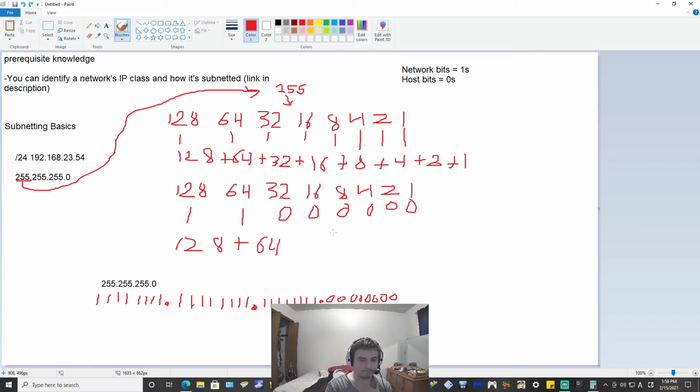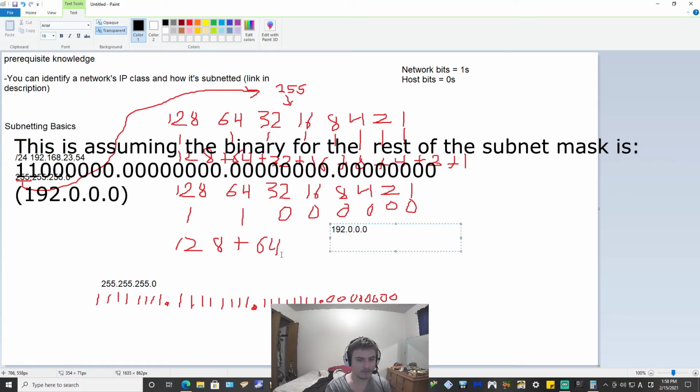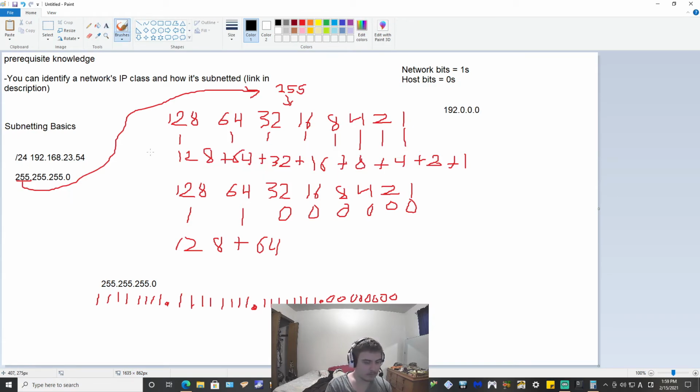So, for example, for this octet, if we had 128 and 64, assuming the rest are zeros, because that's how it has to go, we could have 192.0.0.0. You add these two numbers together, so that would be the subnet mask for this one. But that's how you would find that. Again, this stuff is a bit confusing to start out with, and I'm trying my best to explain as well and as concisely as I can.